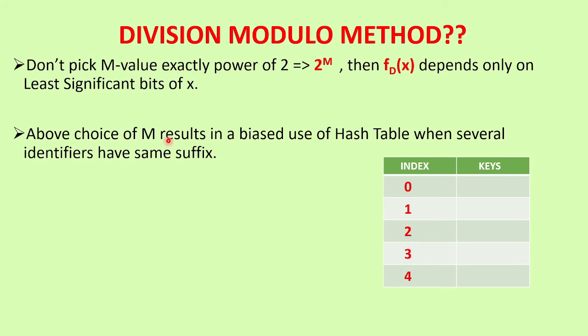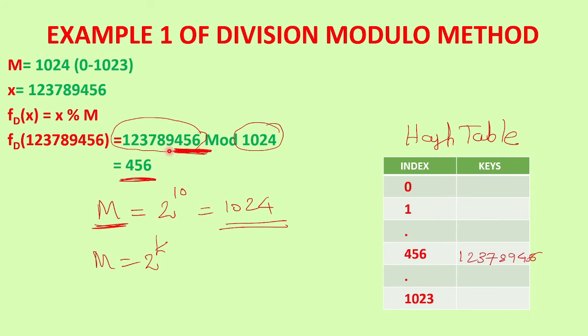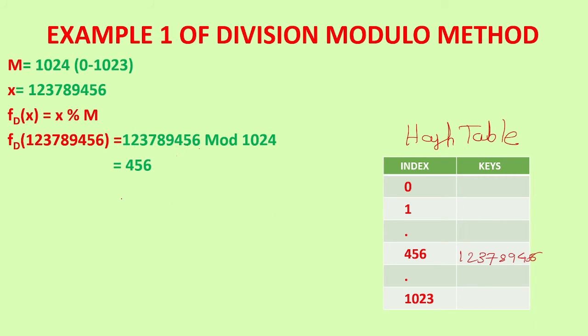So the above choice of m results in biased use of the hash table when several identifiers have the same suffix. Any other number also having this 456, if you divide by 1024. For example, if I use a number and try to do mod 1024, in this case also the answer will be the last 3 significant digits, that is 456, because the hash table size is a power of 2.